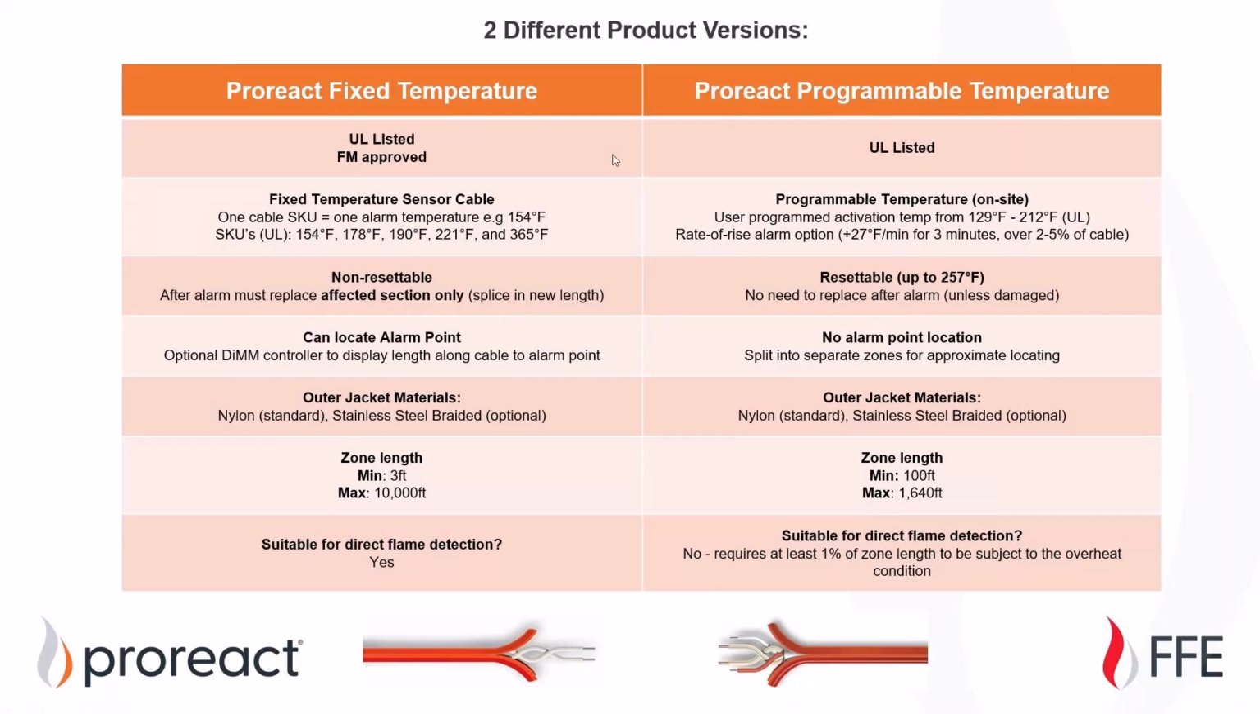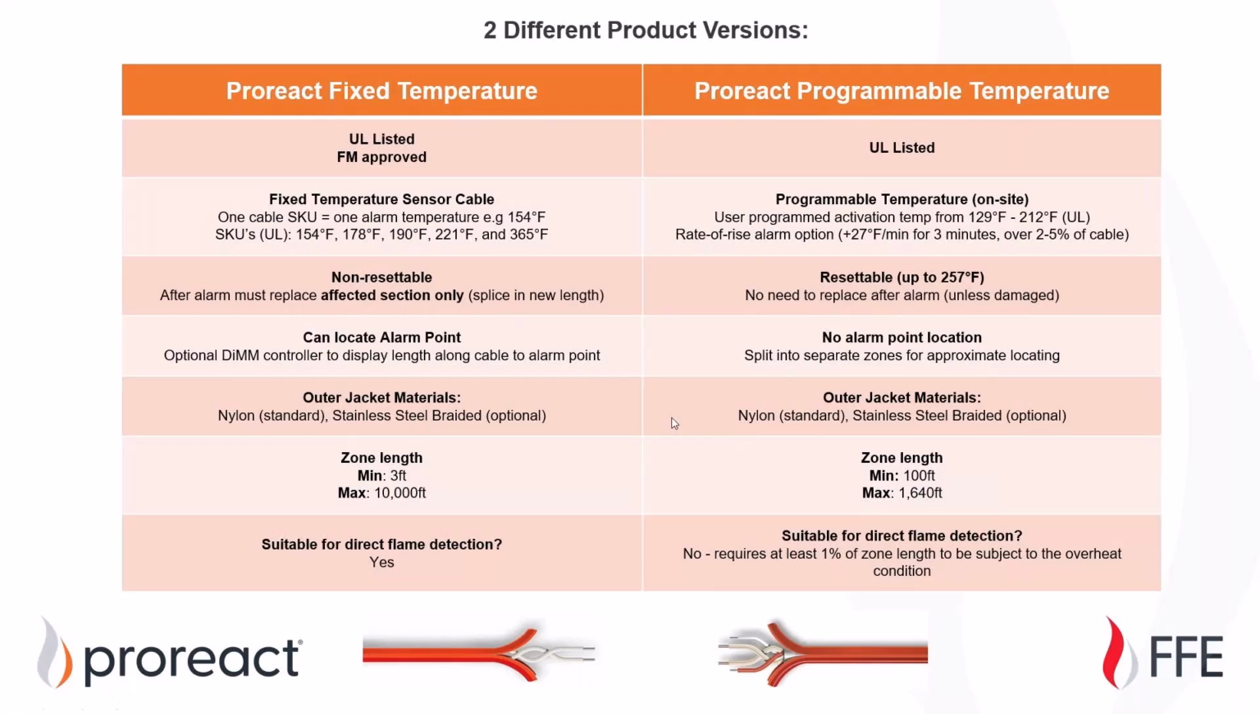Your fixed temperature version is non-resettable, so that temperature sensitive polymer is actually melting upon activation. Once those 2 conductor cores touch, that area of cable needs to be replaced, usually about 10 feet on each side of wherever that activation occurred. You can do a splice in of a new length of cable. With your programmable temperature, as long as you're not reaching over 257 degrees, there's no need to replace that. Your fixed temperature can locate your alarm point. That's within a couple of feet. Your programmable does not have the ability to pinpoint the alarm point.